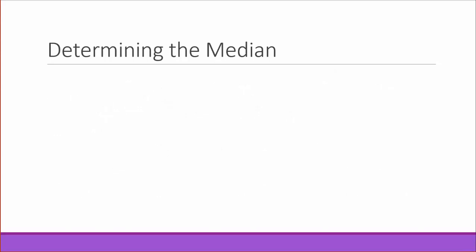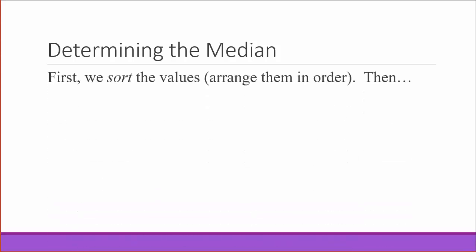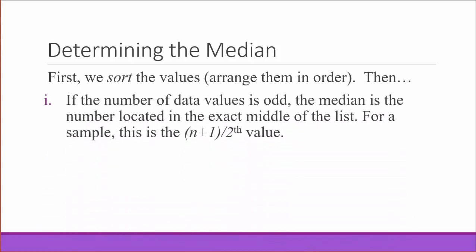So let me talk about a couple of rules on determining the median, and StatCrunch knows all these rules, and so does your calculator, by the way. First, we want to sort the sample data in order, and then, if the number of data values is odd, the median is the number located in the exact middle of the list. We call that the n+1 over 2th value.